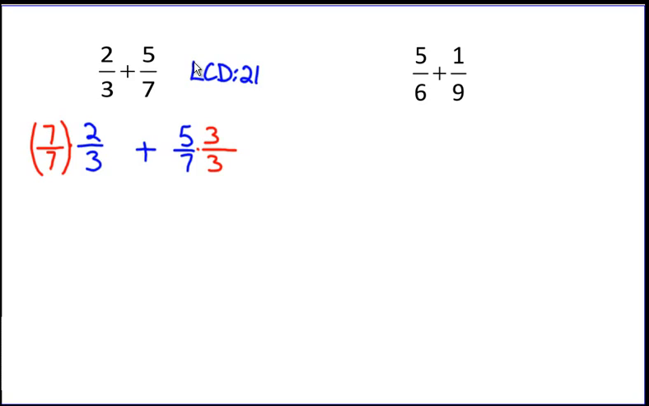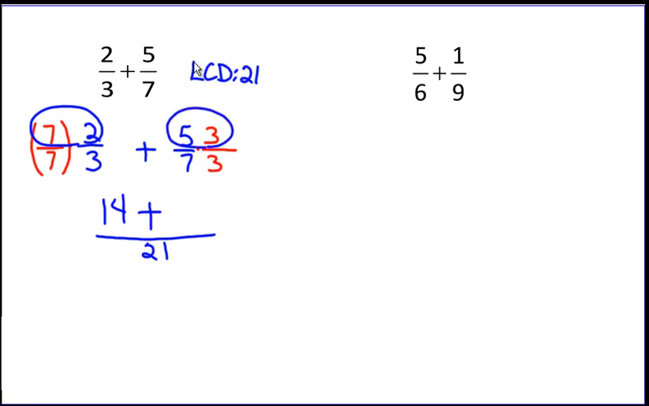So now we will rewrite our fractions. Though they will look different, they have the same values as they did before. Each of them has a denominator of 21. For the first part of the problem, I have 7 times 2, which is 14, and then I have 5 times 3, which is 15. Now all I have to do is add the 14 and the 15 to give me 29, and the denominator is 21. The result of our problem is 29 over 21.